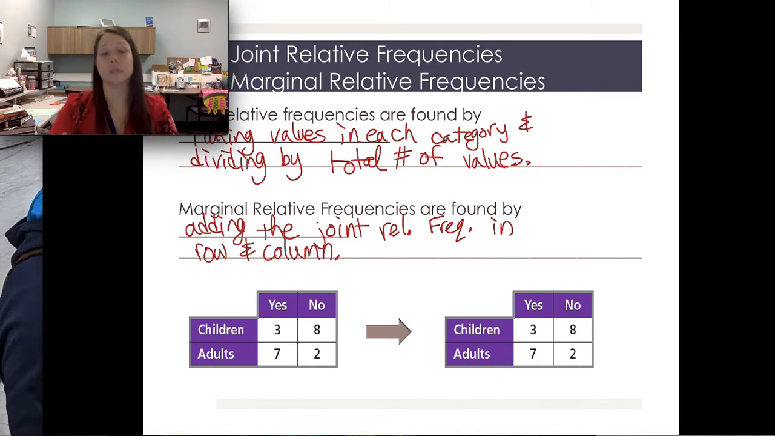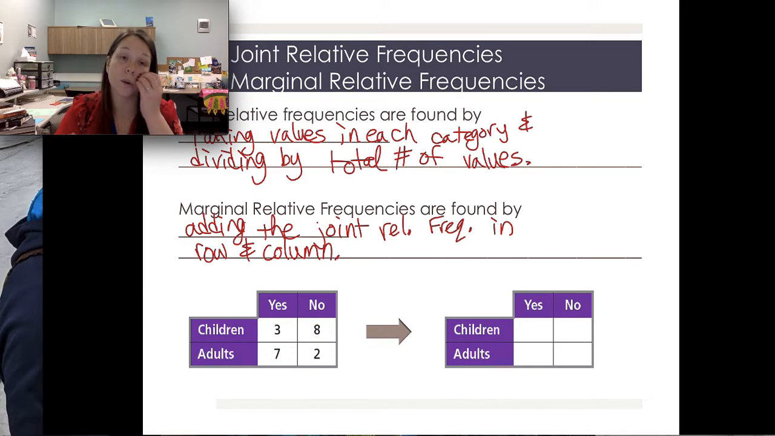So if we're looking at this example, and this table really should not be filled out, the second one, so I am just going to white out these numbers. Here we go. All right, so the joint relative frequency is taking the numbers from each of these categories and dividing it by the total number represented in the table. This table represents a total of 20 people. We know that because in the last slide it told us it was 20. We also know that because if I took 3 plus 8 plus 2 plus 7, I would get 20.